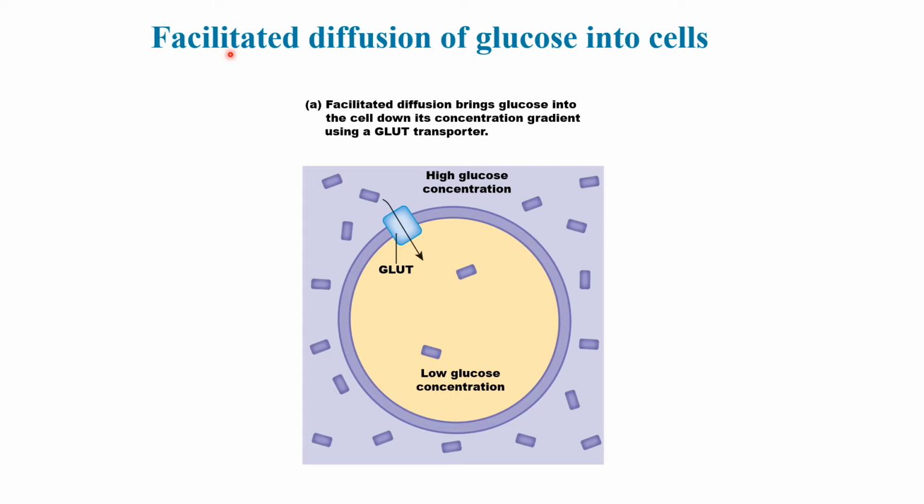Facilitated diffusion is a passive transport, meaning that it does not require any energy. And the reason why it does not require any energy is because, as you can see, the glucose molecules are moving from the high concentrated area to the low concentrated area. Whenever a molecule is moving from the high concentration area to a lower concentrated area, that's known as a passive transport, and no energy is going to be required.